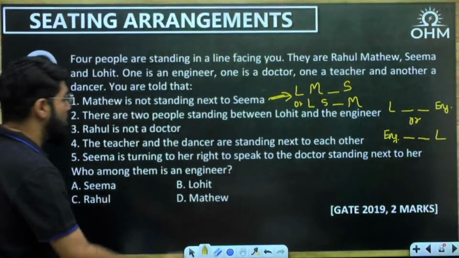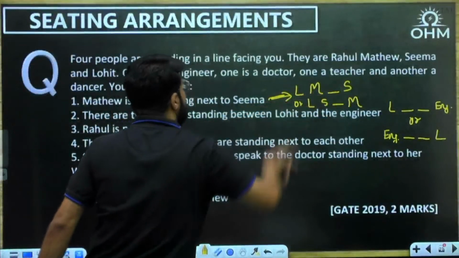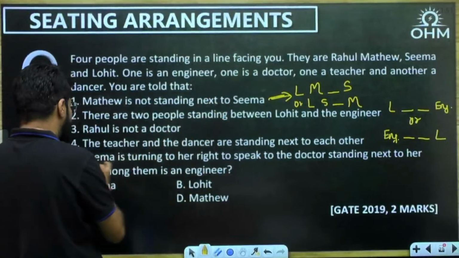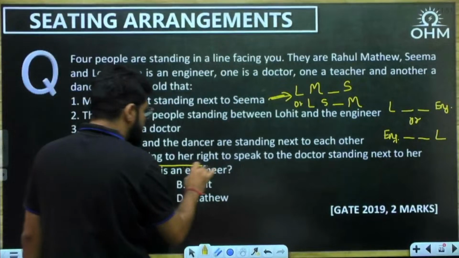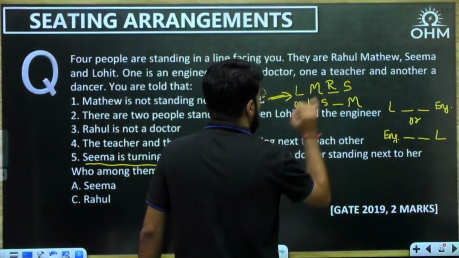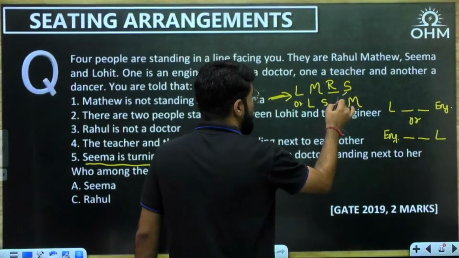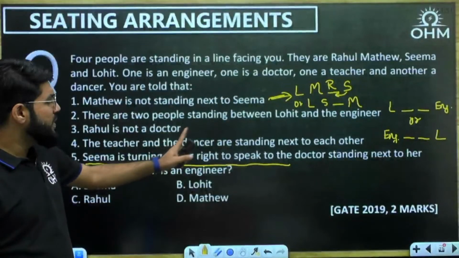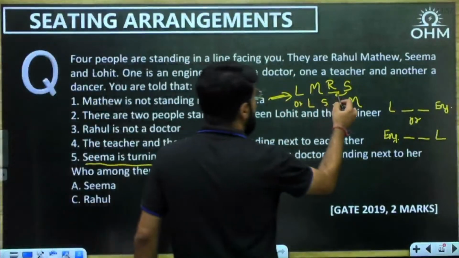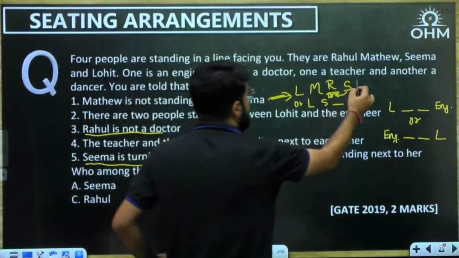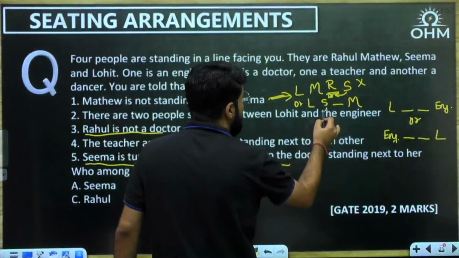See, the first one will fail because if Seema is here, keep listening, because orally only I can explain you. If Seema is here, then Seema is turning to the right to speak to the doctor. Now, who is only left? Rahul is left. Seema is turning to her right to speak to the doctor, so this person must be doctor, and Rahul is not a doctor. So this fails.